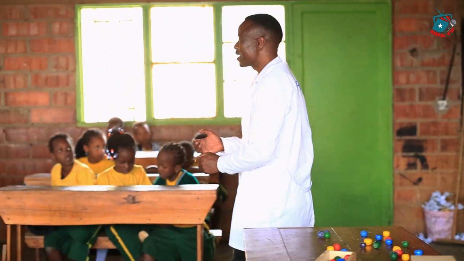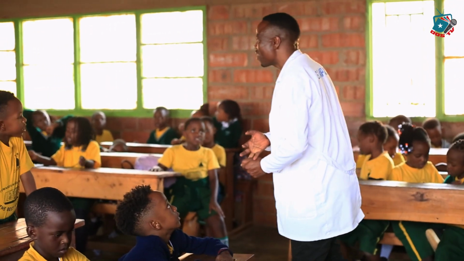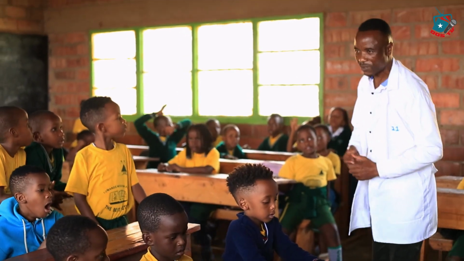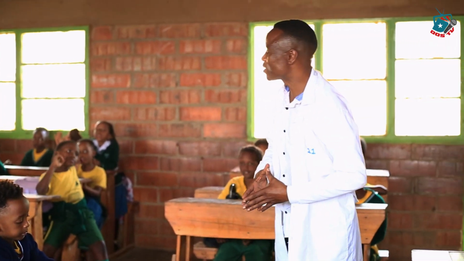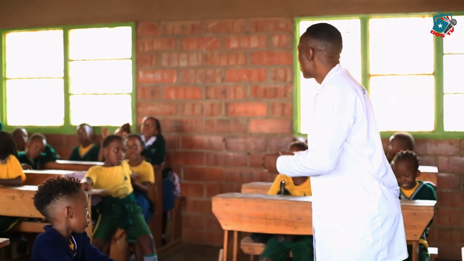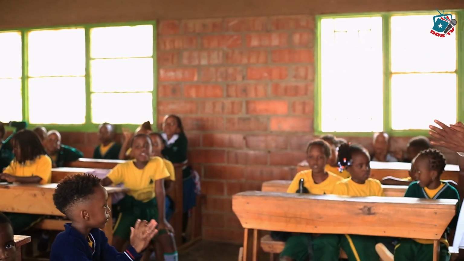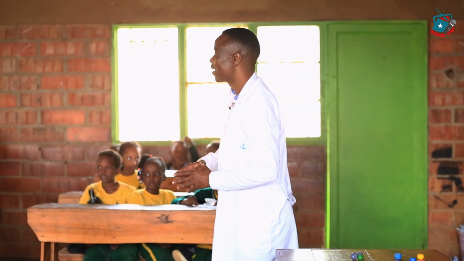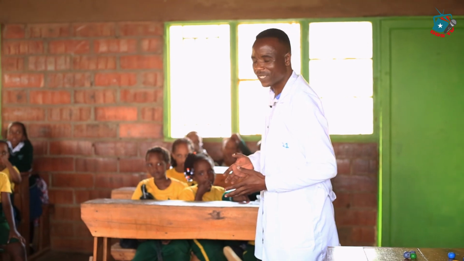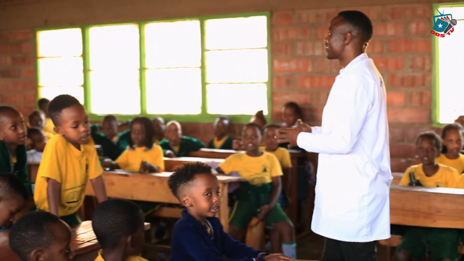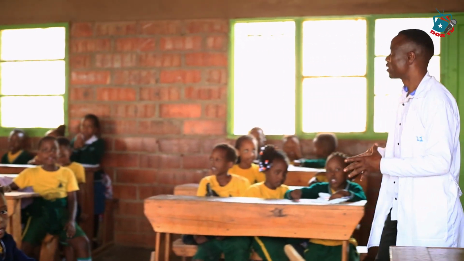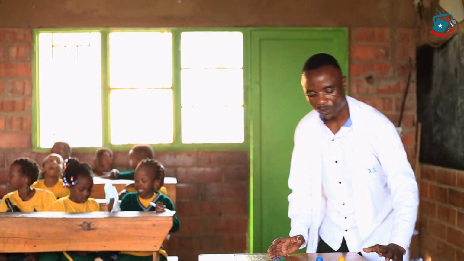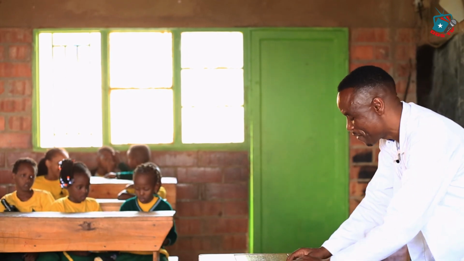3 times 1 equals 3. 3 times 2 equals 6. 3 times 3 equals? 3 times 4 equals? 3 times 5 equals 15. 3 times 6 equals 18. 3 times 7 equals 21. Okay, thank you very much.